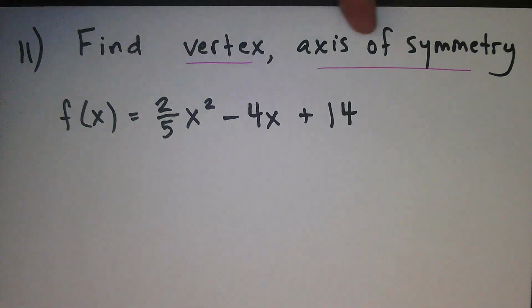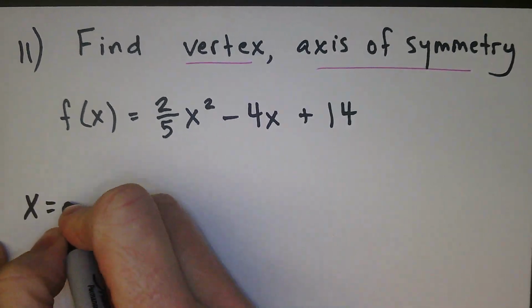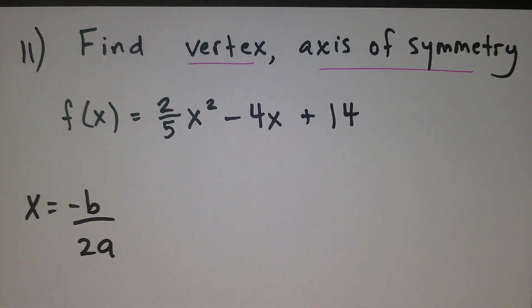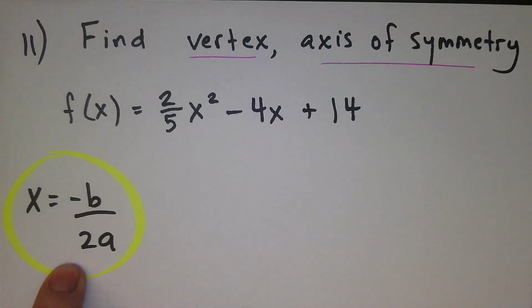Since they asked for the vertex and the axis of symmetry, we're going to use the same relationship for both. It's x equals the opposite of b over 2a. That is how you find the axis of symmetry. That is going to be a line, x equals that number. It's a vertical line. Because the vertex is on the axis of symmetry, that's the x value of the vertex. You just plug it into the function and get the y value.